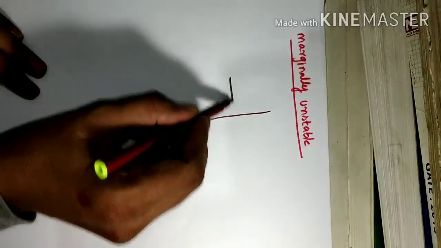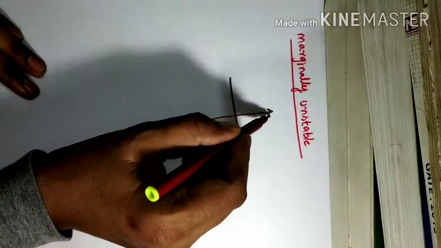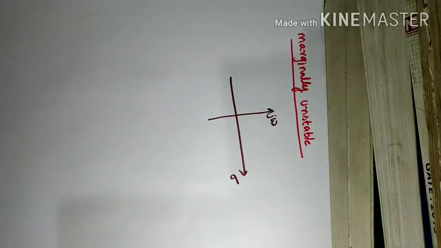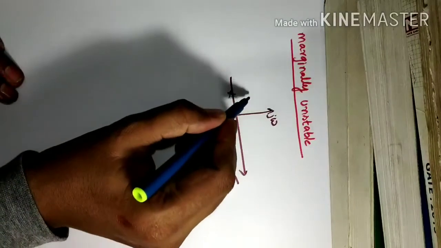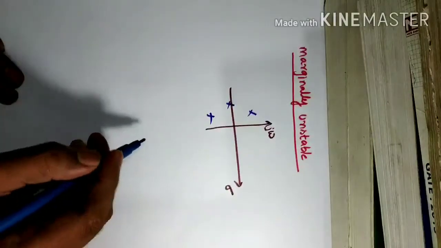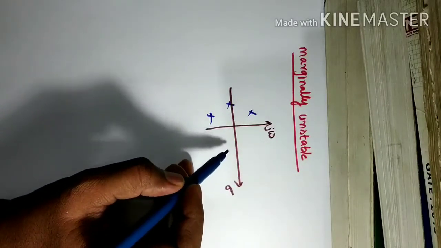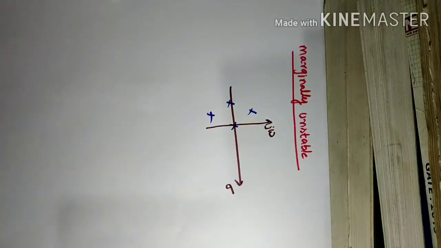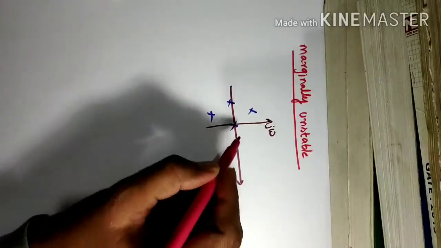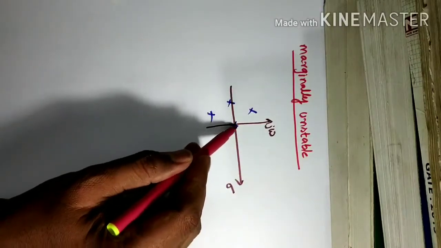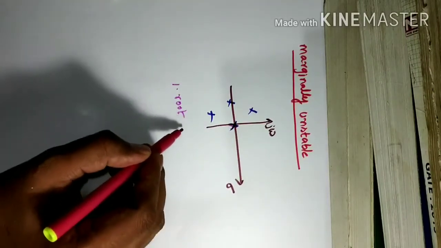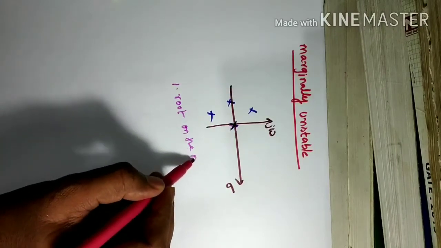If we take marginally stable, say this is the S plane and this is the j omega axis, all poles lie in the left half of the S plane. Here is one pole and here is one pole, and one pole at the origin. All poles are lying in the left of the S plane and one pole is at the origin, so we say it is marginally stable, a root on the origin.